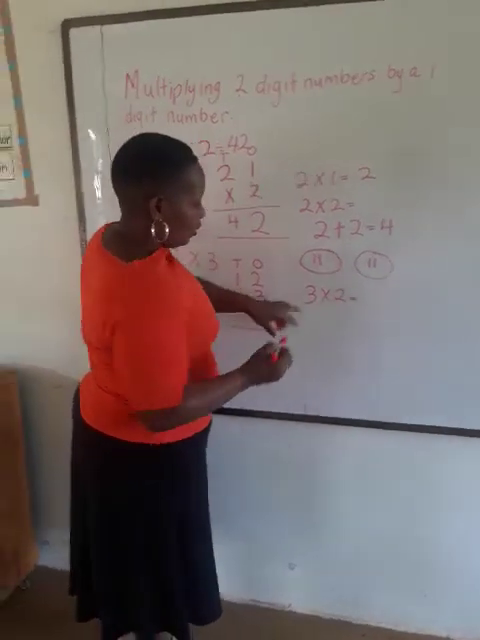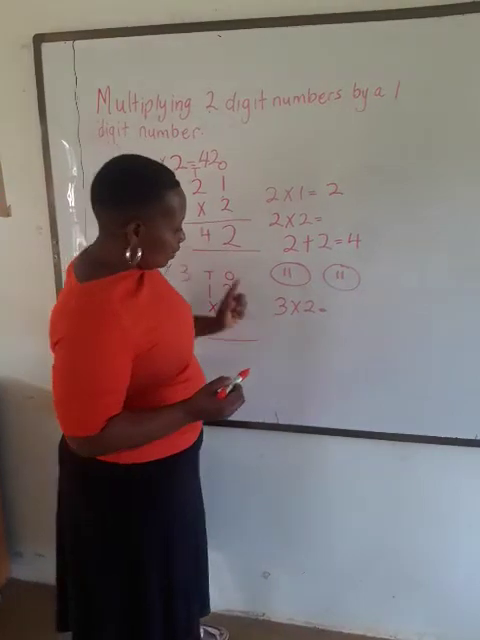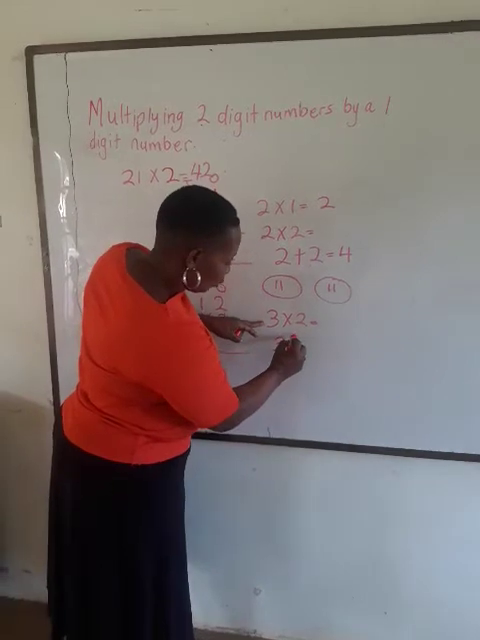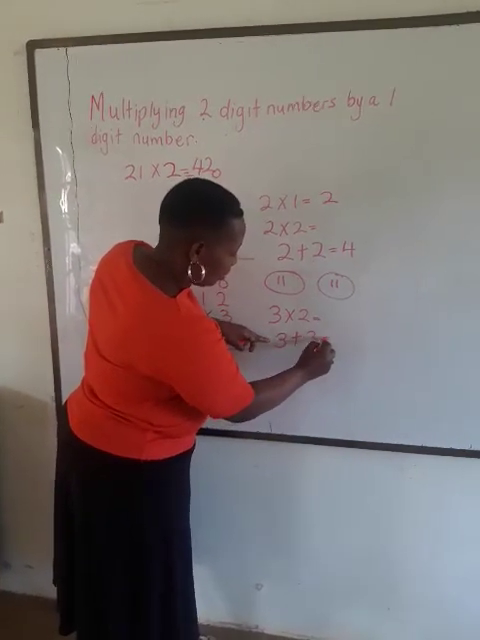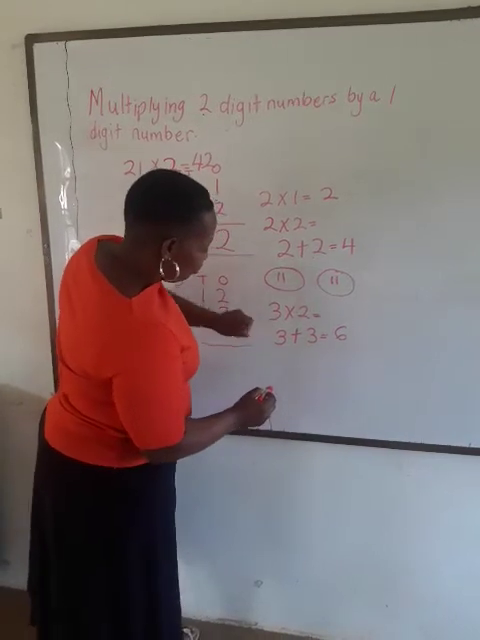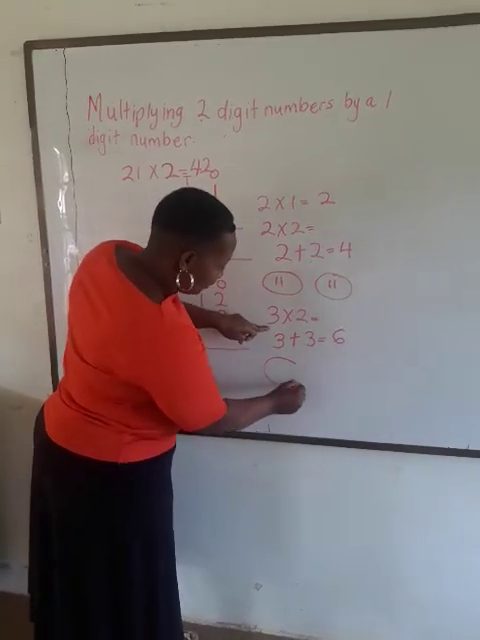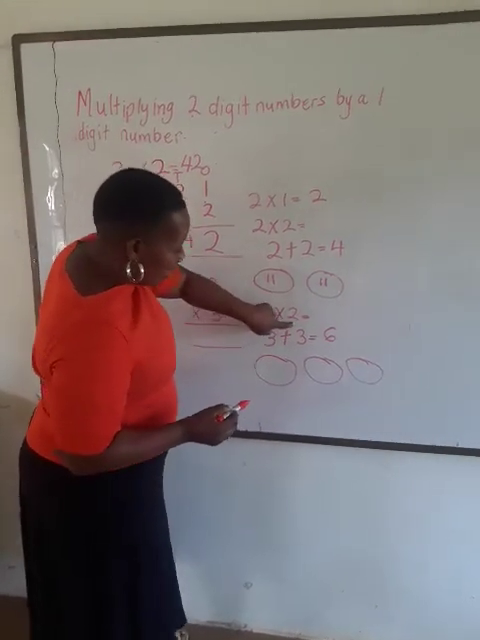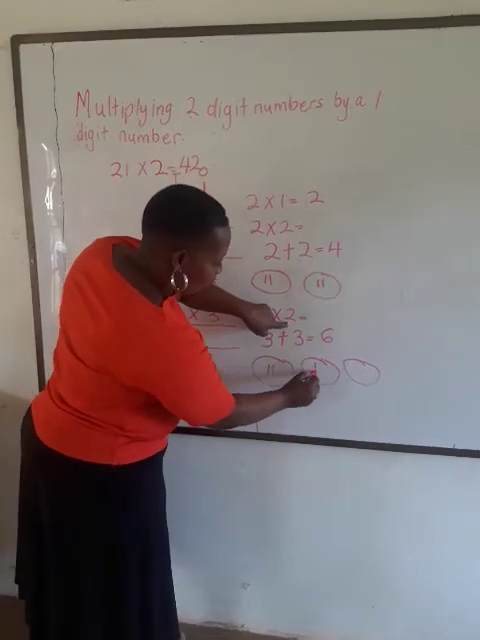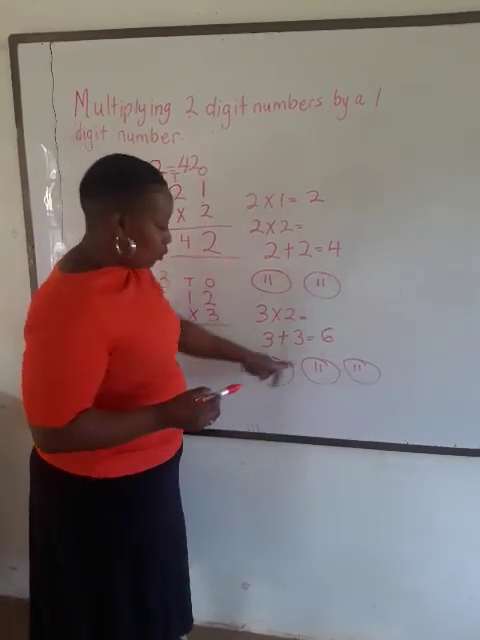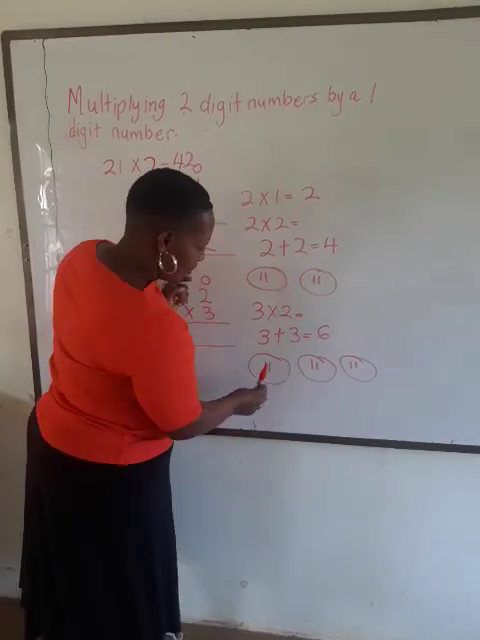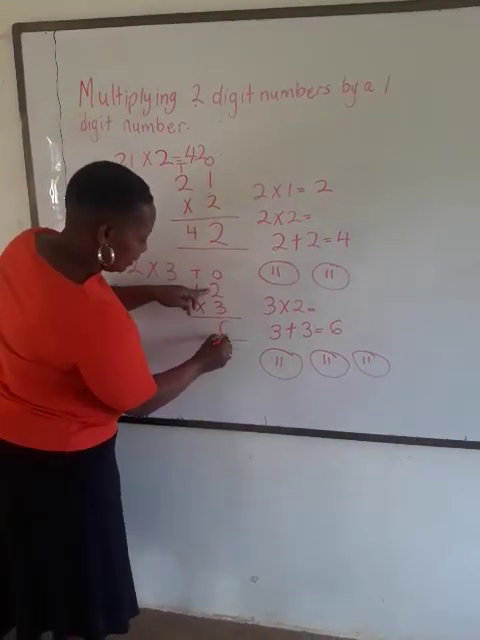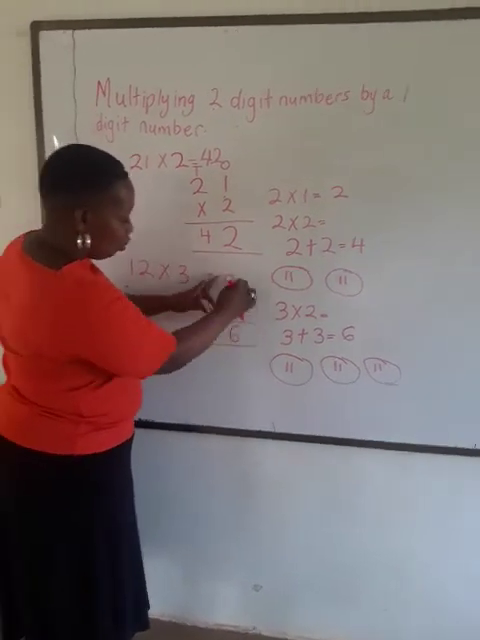3 times 2. Different ways of getting the answer. You can use repeated addition. 3 times 2 means that you add 3 two times, 3 plus 3, which is 6. Or you can draw 3 balls. 1, 2, 3. And inside the 3 balls, you can write 2 sticks. After you count all of them, they will give you the same answer. 1, 2, 3, 4, 5, 6. So 3 times 2 is a 6. You write the 6 under the ones column.